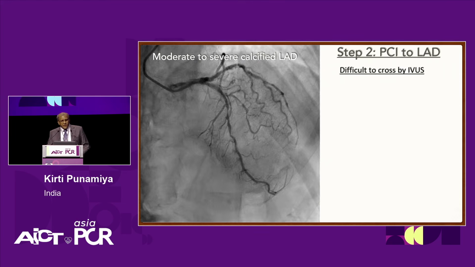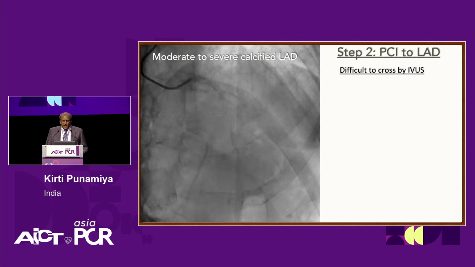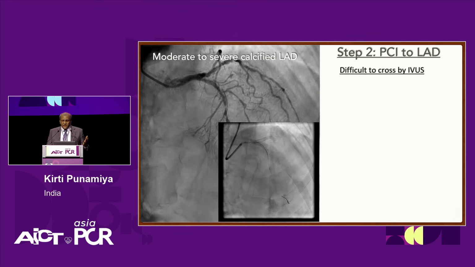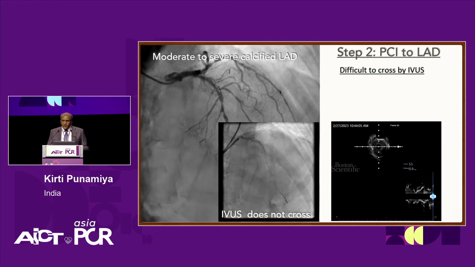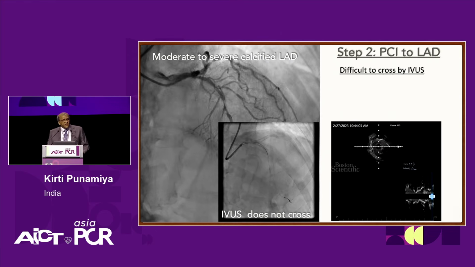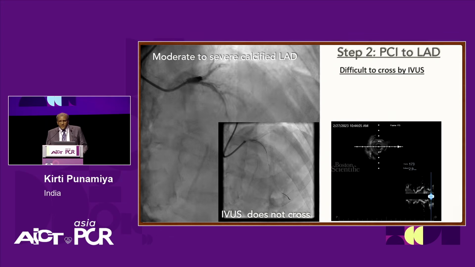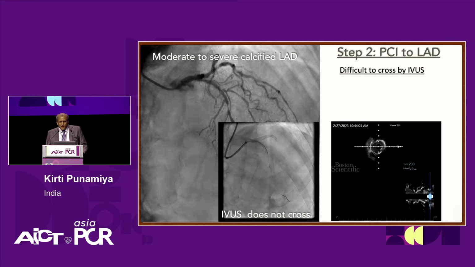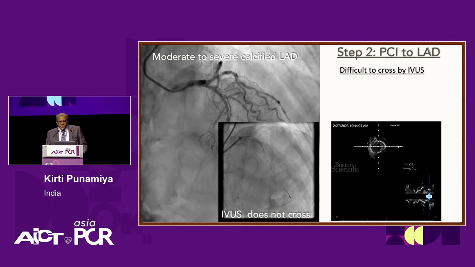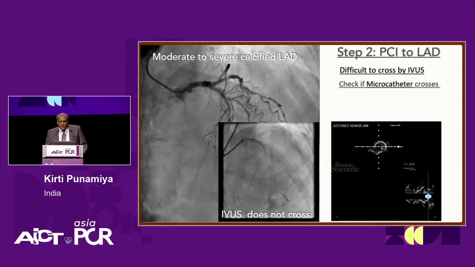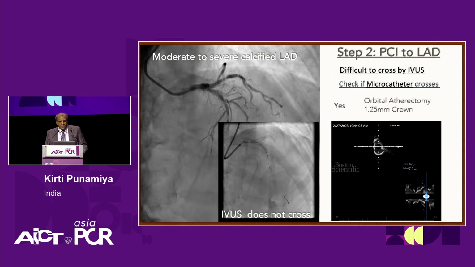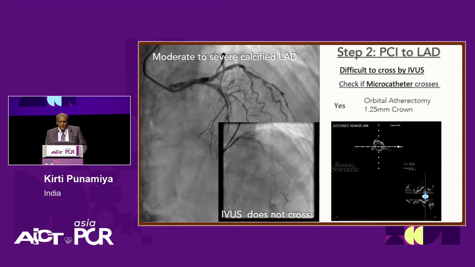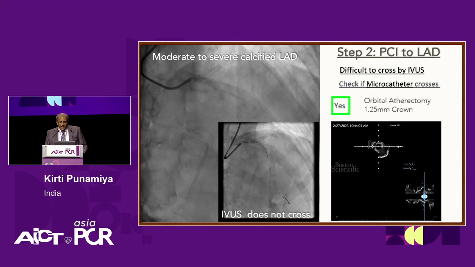We move on to the LAD. Again, we find that it's difficult to cross, and the IVUS catheter struggled at this point. But we got the images from as far as it went down to tell us that we're dealing with a very diffuse calcified lesion, which we knew from the CT anyway. Microcatheter crossed. We had the orbital atherectomy on our table, so we used it. No point in looking for other tools. 1.5 again.